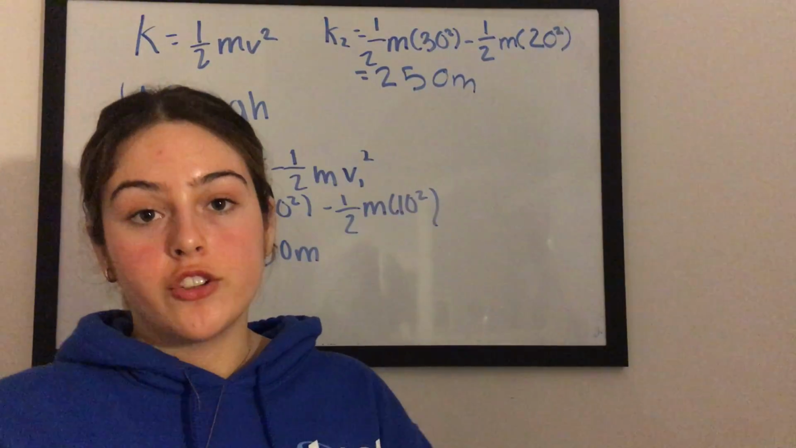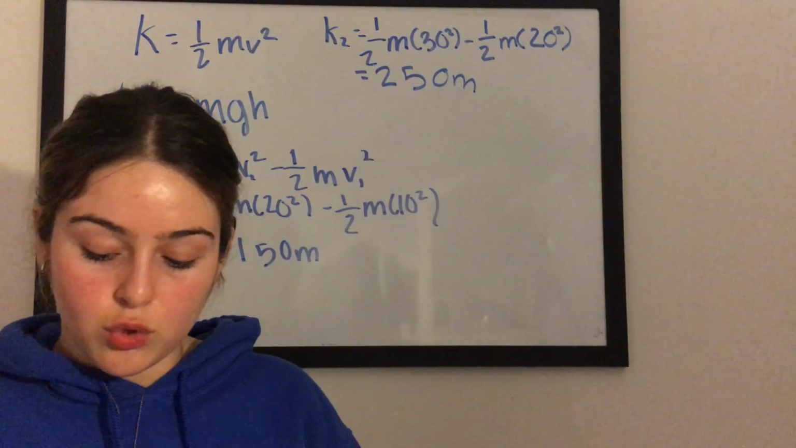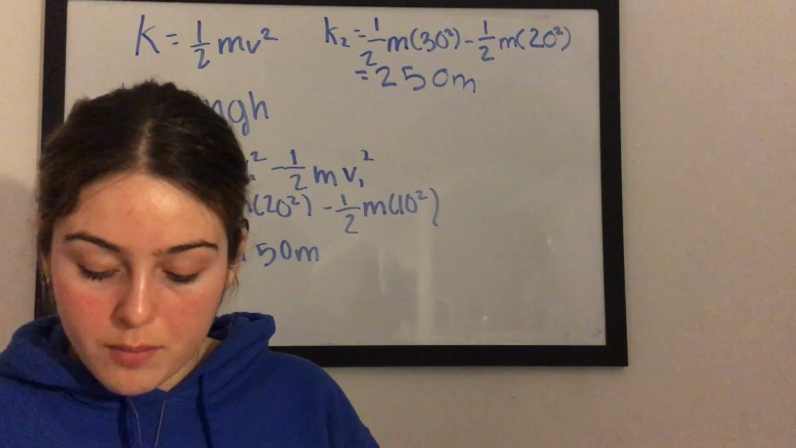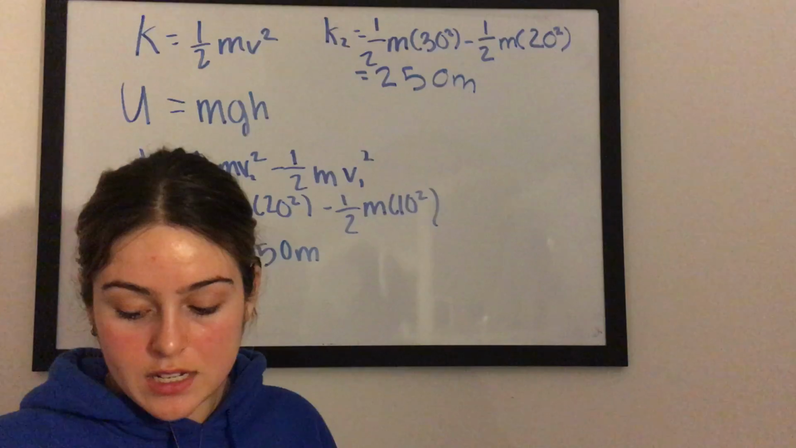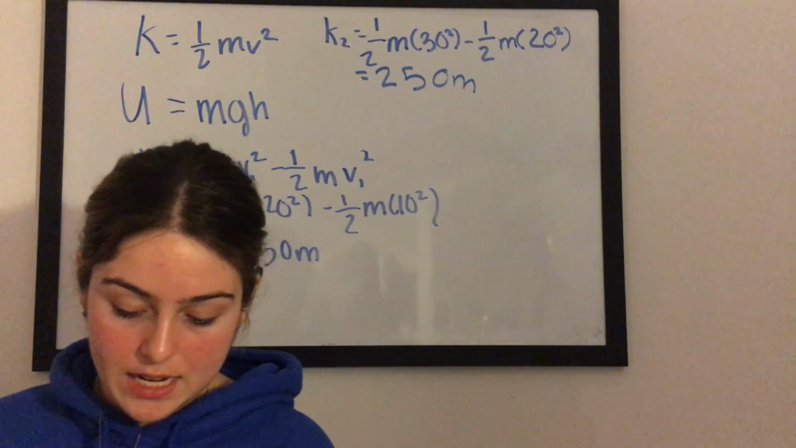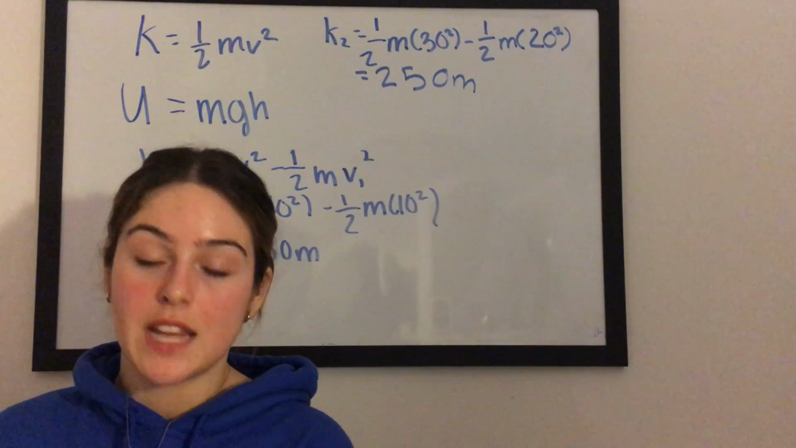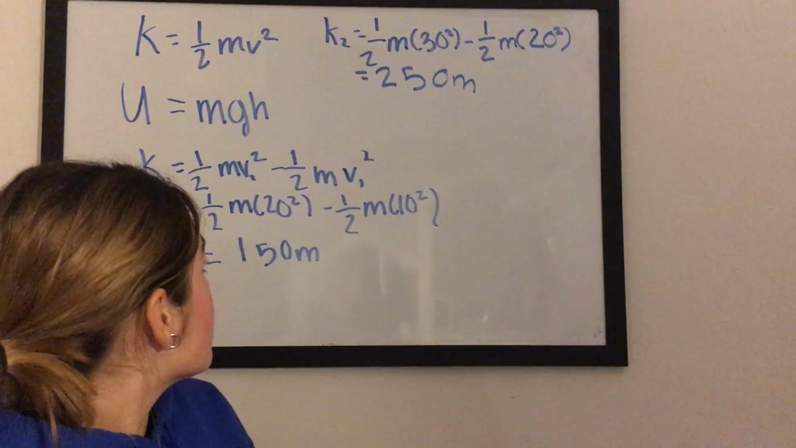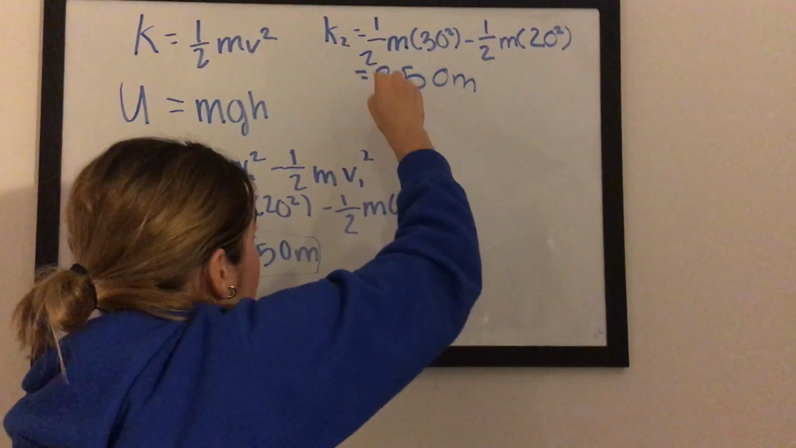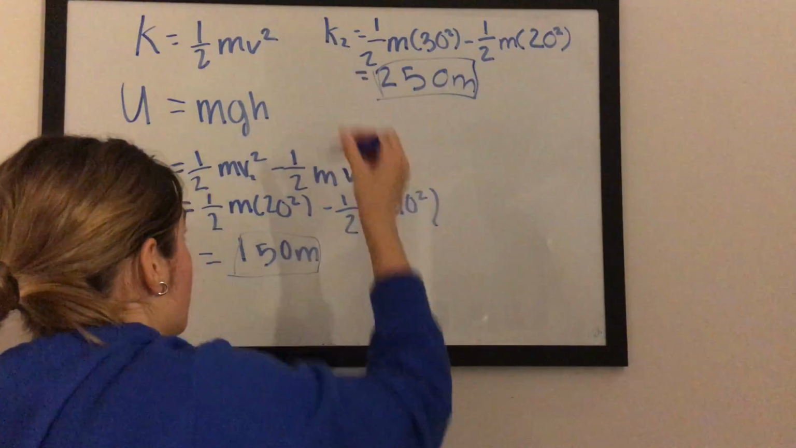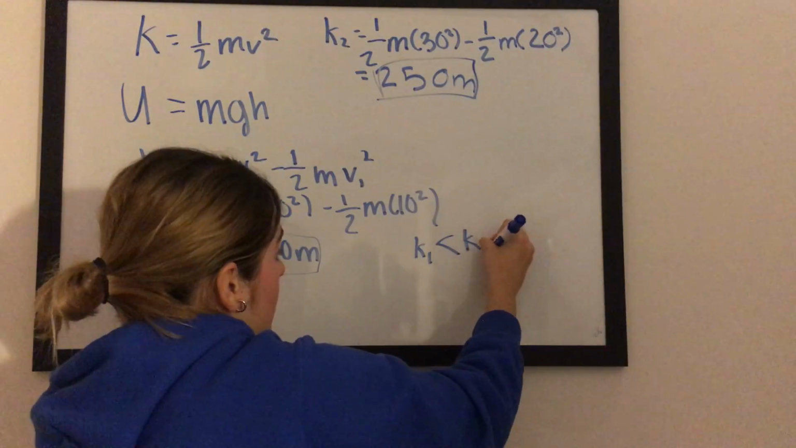So according to the work-energy theorem that I explained previously, energy is stored as work. So for the increase of speed from 20 to 30 meters per second, there is more work needed in comparison to the increase from 10 to 20 meters per second. As we can see here, 150 is very clearly smaller than 250. So we can say K1 is smaller than K2.